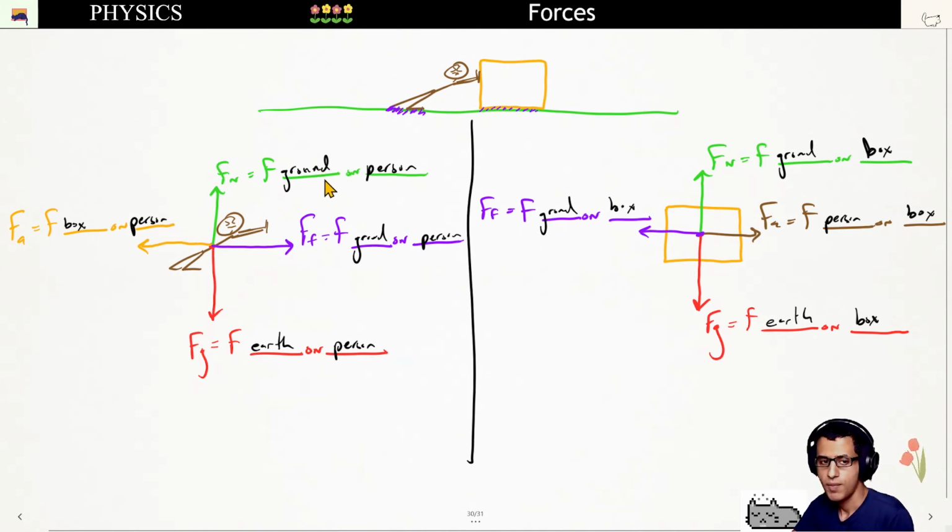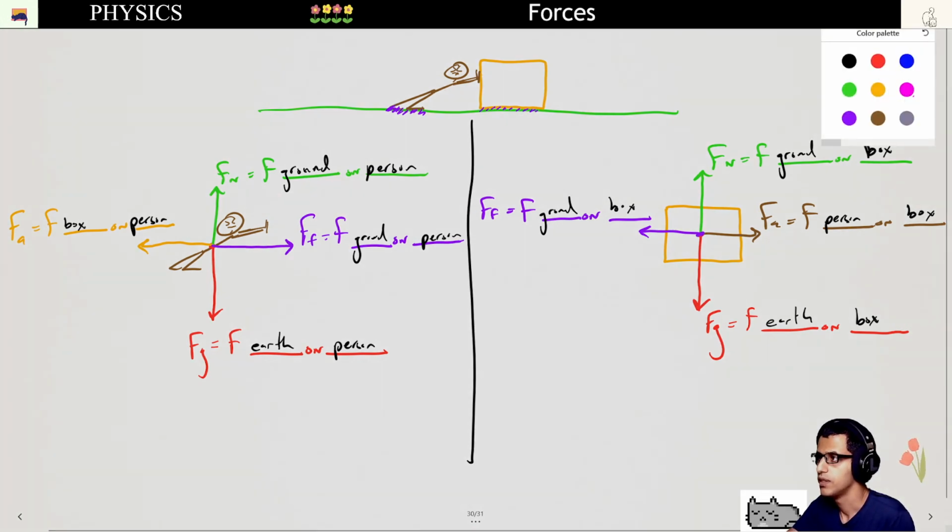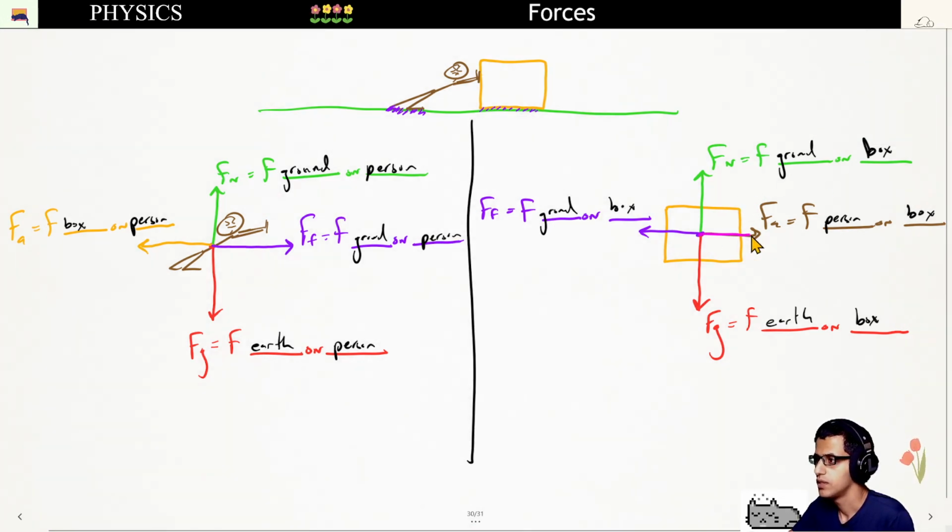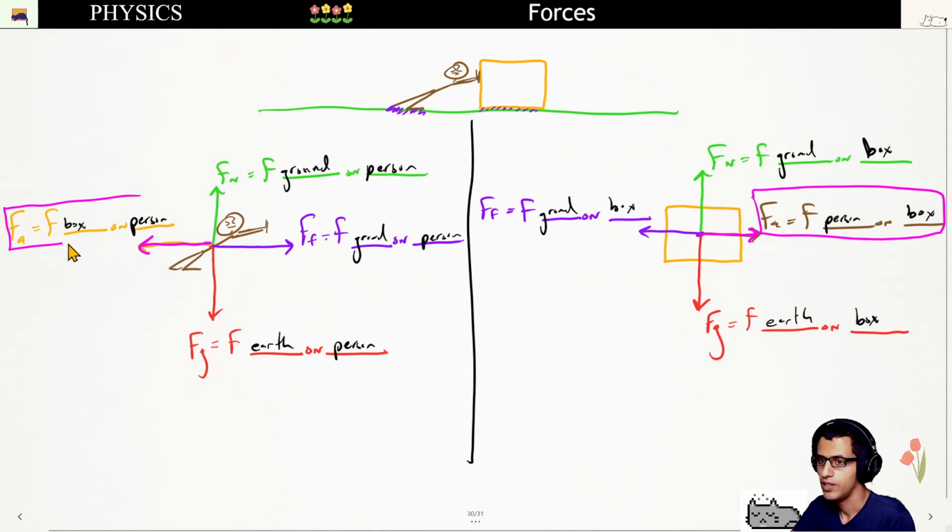Labeling the forces in this way makes it very easy to identify third law pairs, because there is only one third law pair in all 8 of these forces. And that is the force of the person on box. This is a third law pair with the force of the box on person. And the way to identify it is just by taking these two names here, the two interacting objects, and swapping them. So if I have force of box on person, the third law pair to it must be the force of the person on the box. So that is here.